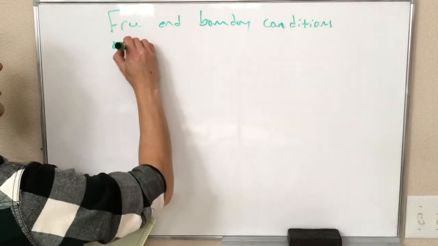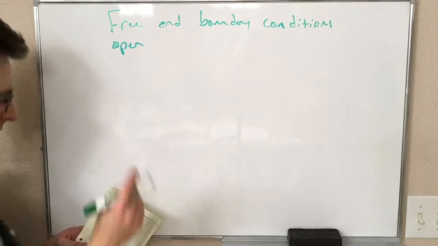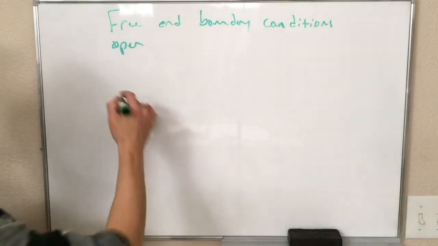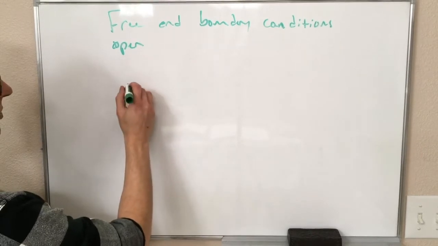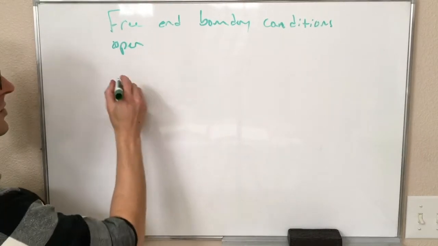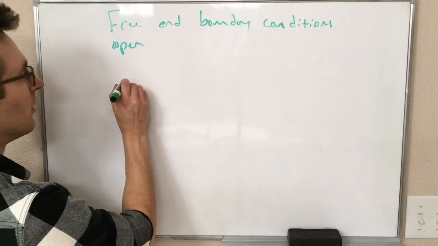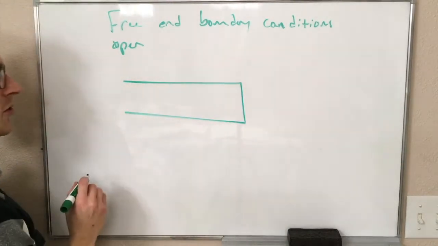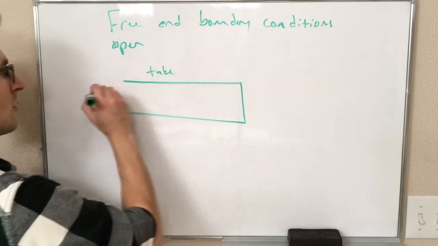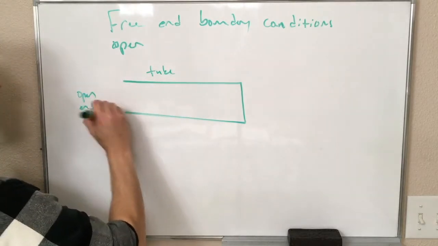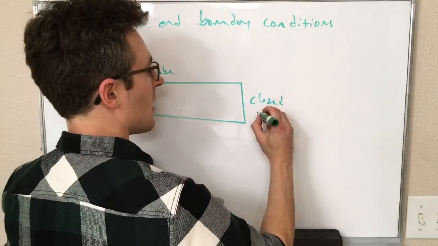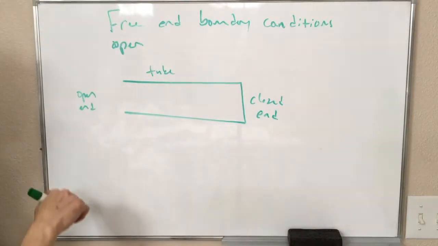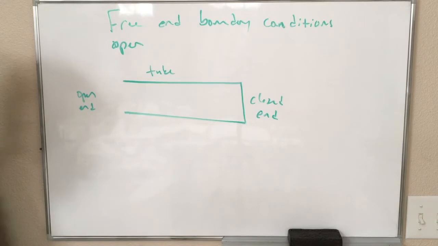Also called open ends if we're talking about a tube. So this could look something like this. Let's say we have a tube with one end open and one end closed. Hollow tube. This end has like a cap on it or something. This is hollow. You could stick your finger in there or whatever.